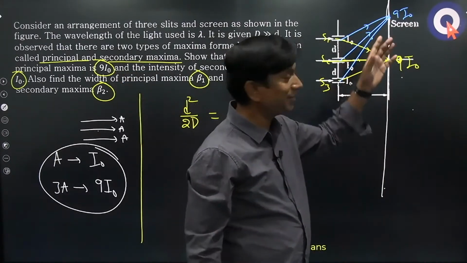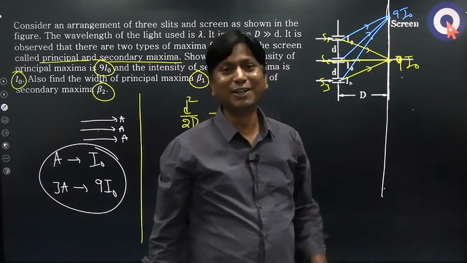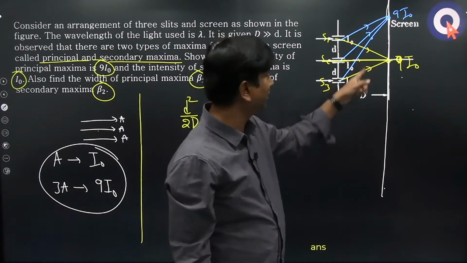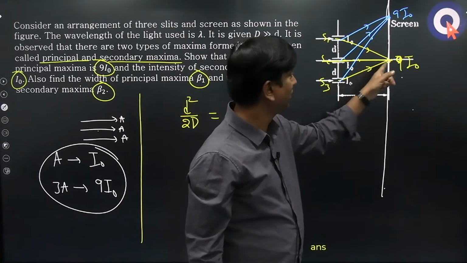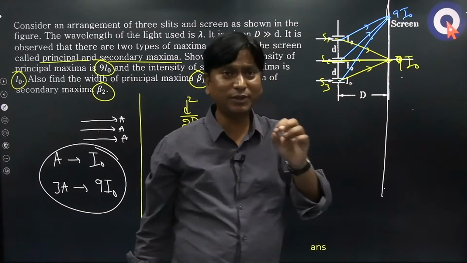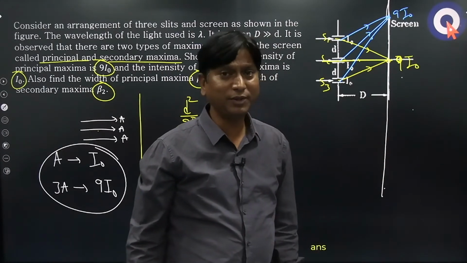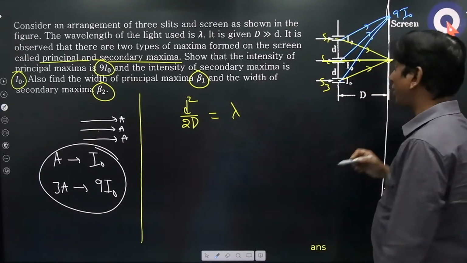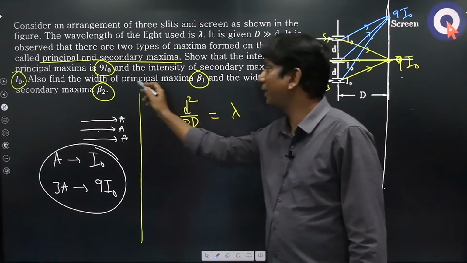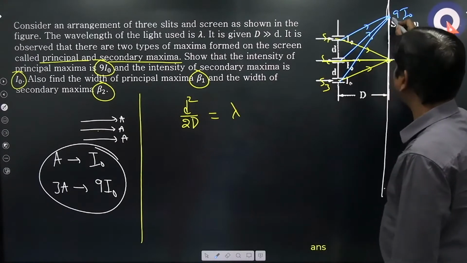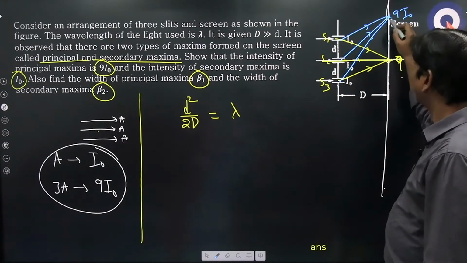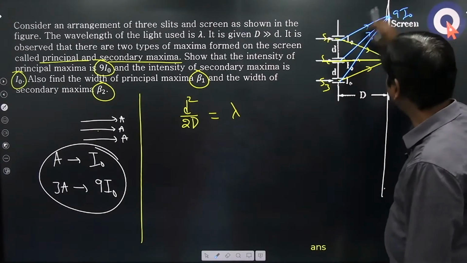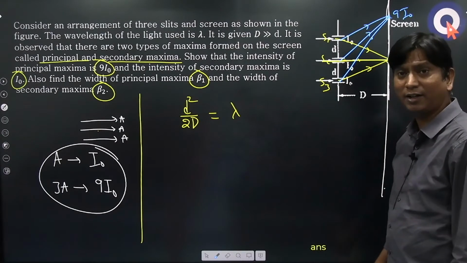But in that, no 2 will have a phase difference of 0. Of course, here these 2 are having phase difference 0 and between these 2 you are having a phase difference of 2 pi, means path difference is lambda. Now here again you may get a 9 I naught. So all that width of the principal maximum means distance between 9 I naught and 9 I naught. This is a 9 I naught, this is also 9 I naught. So these 3 together will form a 9 I naught.